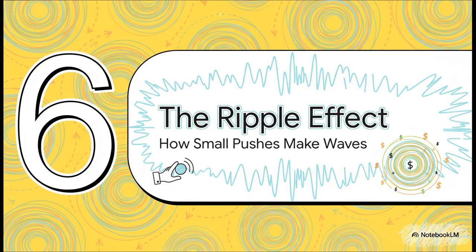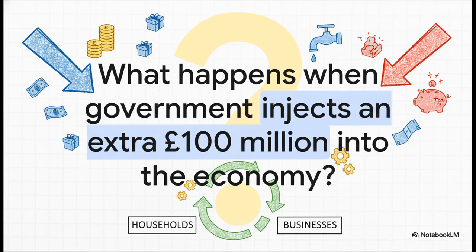Okay, so we've seen how the system works and how it can break, but there's one last piece to this puzzle we need to talk about. And honestly, this idea is a total game changer. It's this powerful concept that a small injection of new money can create a huge wave of economic activity. It's like a ripple effect. So, let's run a little thought experiment. Let's say the government decides to inject an extra £100 million into the economy to, I don't know, build some new schools. What happens next?